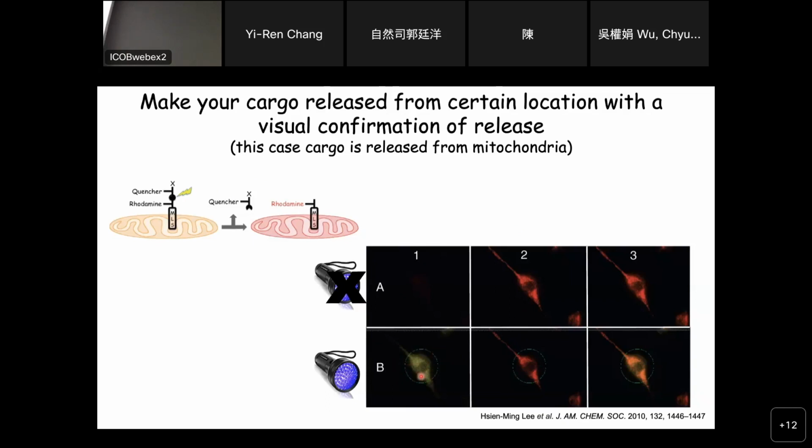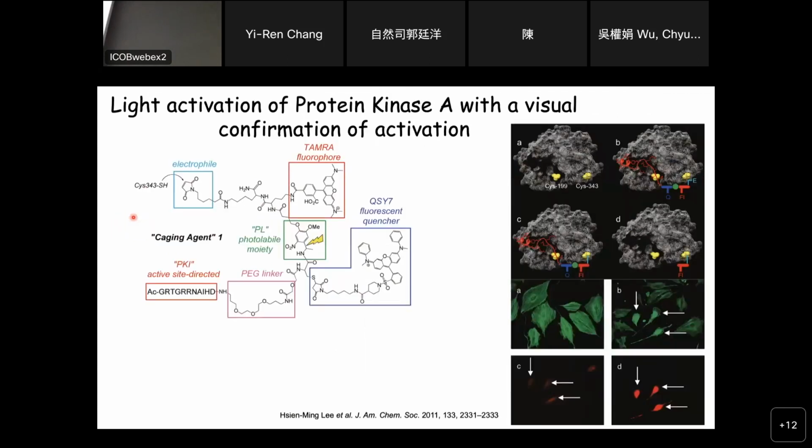Only under the light spot has the cargo been released. Here it is not. You can see that here we also have mitochondria. This one is the channel of the MitoTracker. This one is our caged peptide. So that was the simple release version. And this one is a little bit more complicated. Back in the 90s, people could use a simple organic chemical reaction to modify protein kinase A.